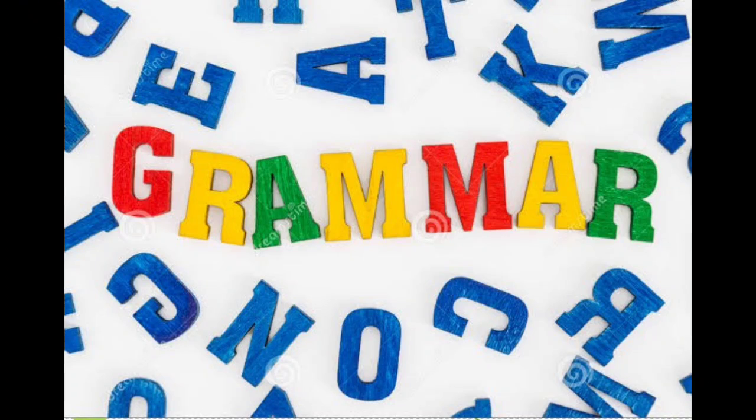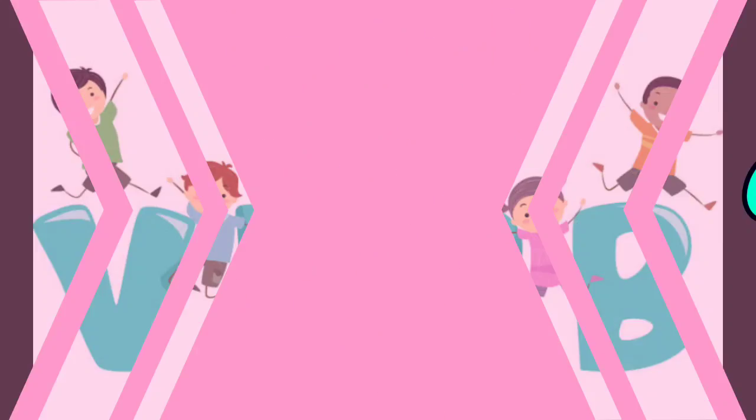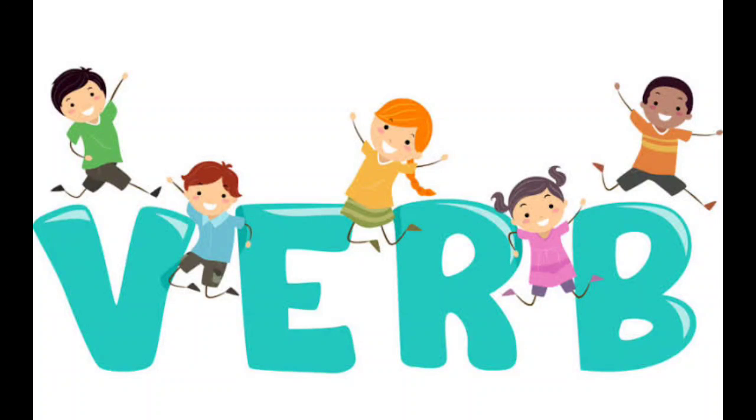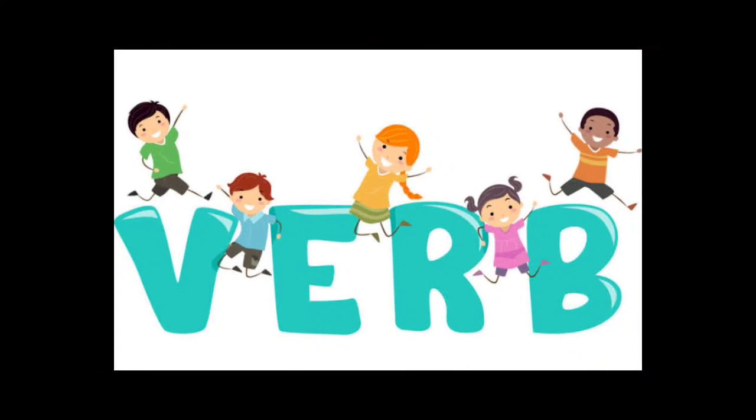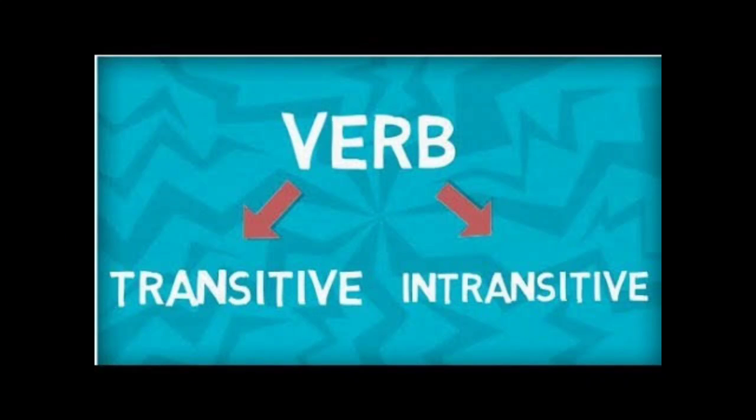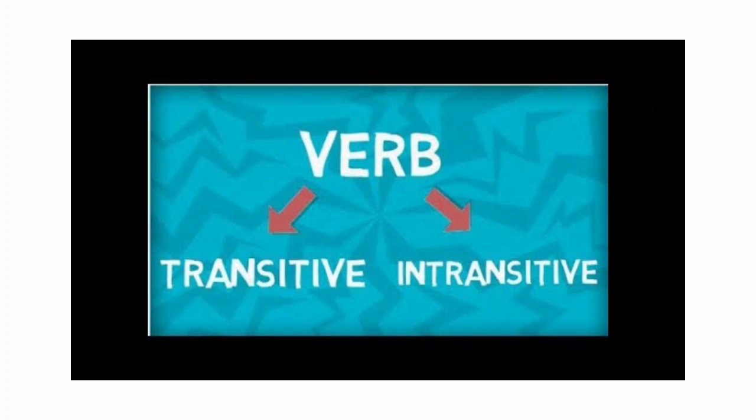Today in this session we are going to see grammar unit chapter 8, verbs, from our grammar part. Children, before getting into the chapter, let us see about the detailed study of verbs and about the types, transitive and intransitive verbs, in this chapter. Children, let's see about transitive and intransitive verbs in a video.